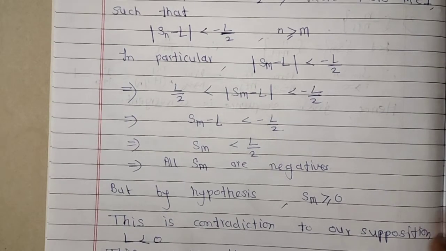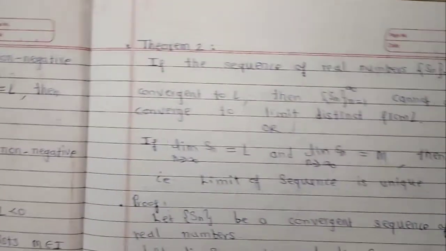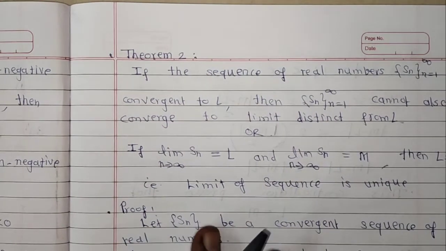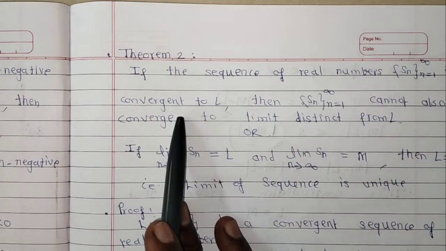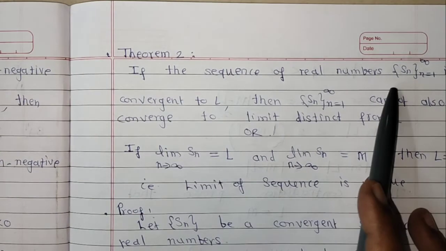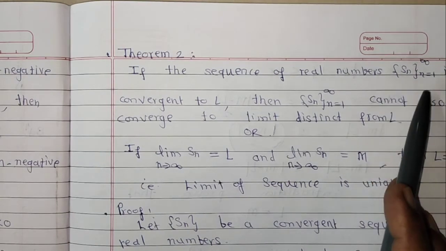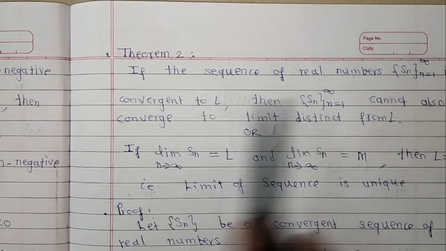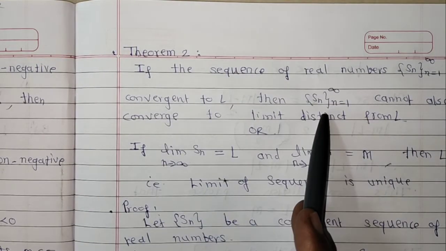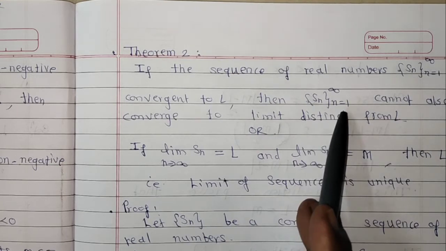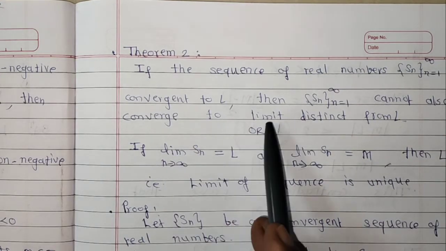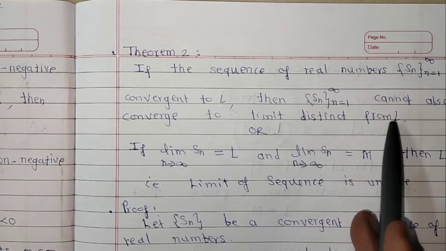Now we consider the next theorem. The statement of this theorem is: if the sequence of real numbers Sn, n going from 1 to infinity, is convergent to L, then the sequence Sn cannot also converge to a limit distinct from L.